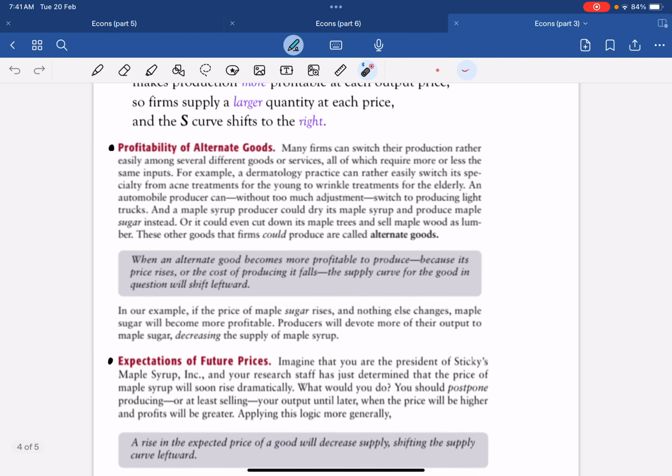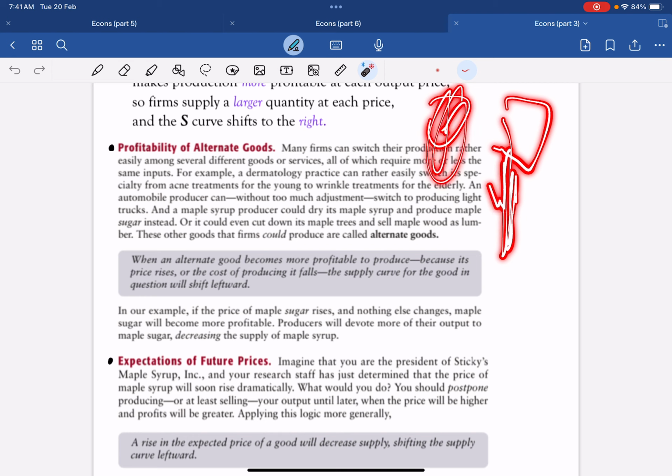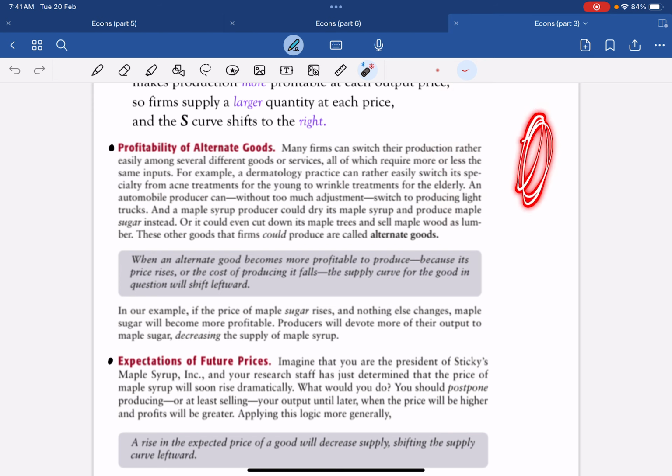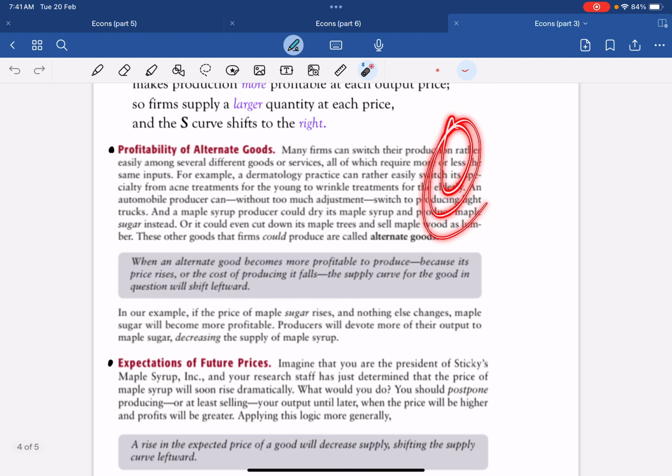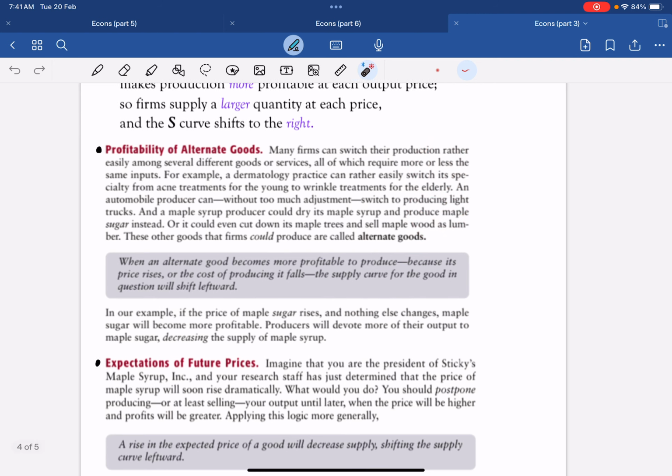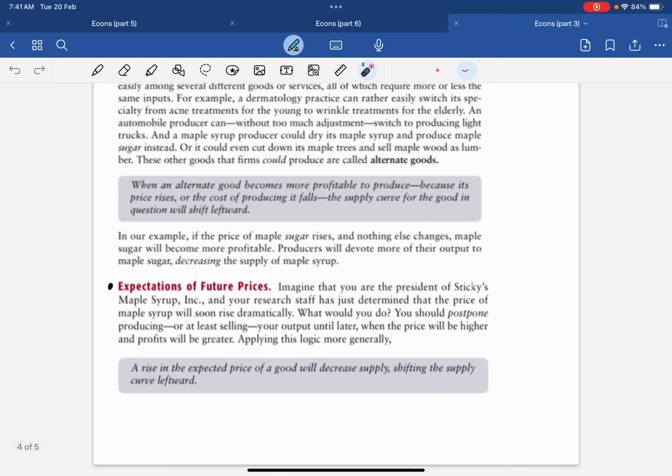Another reason to shift is the profitability of alternative goods. For example, now you have good A and good B competing, and good B can do the same thing as good A. If the price of good B falls, then you want to shift your focus to producing good A, because good B will become less profitable, so you want to produce more of good A. Hence, the supply of good A will increase.